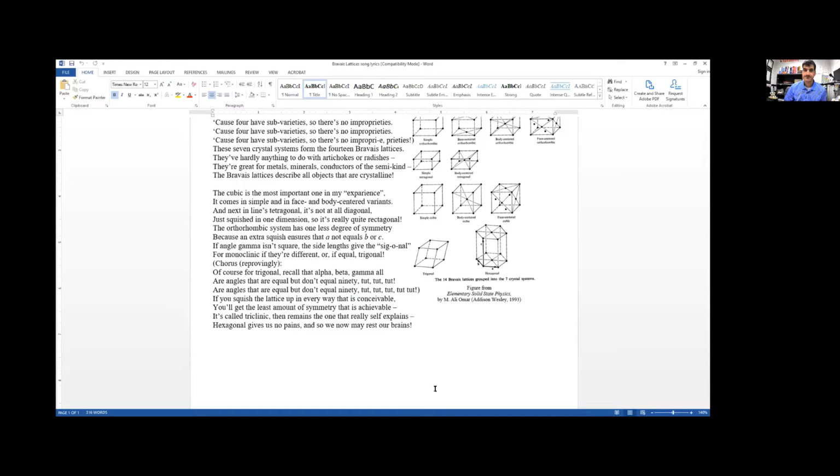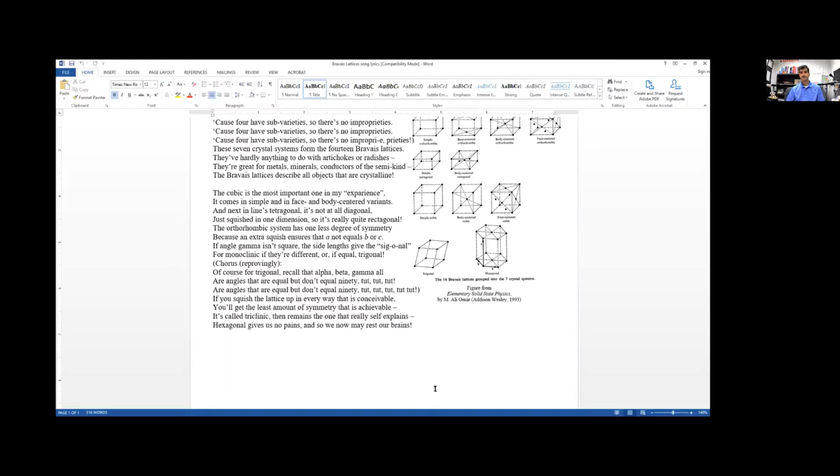The cubic is the most important one in my experience. It comes in simple and in base and body-centered variants. And next in line's tetragonal, it's not at all diagonal, just squished in one dimension, so it's really quite rectagonal. The orthorhombic system has one less degree of symmetry, because an extra squish ensures that A not equals B or C.